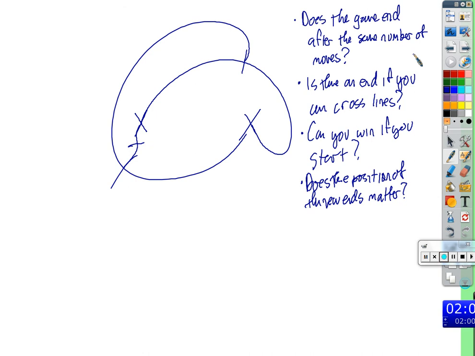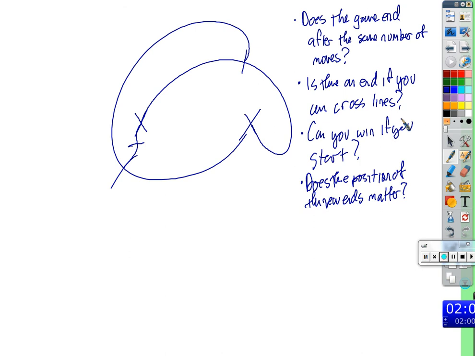Why is that? Because the 11th move would be the player who went first. So when the next person tried to go, he'd lose because there wouldn't be any moves. So it's an odd number of moves. You want to go first. Okay. So then it answers that question. Can you win if you start? Right? Is it a yes or no, depending on how many moves it takes?